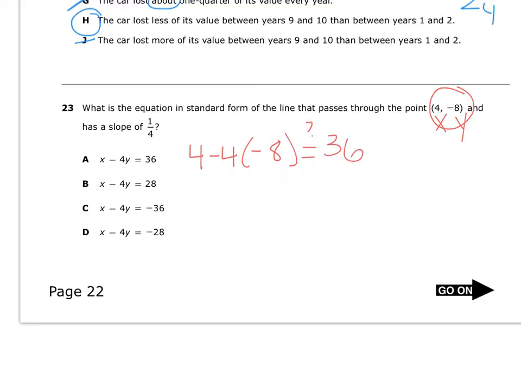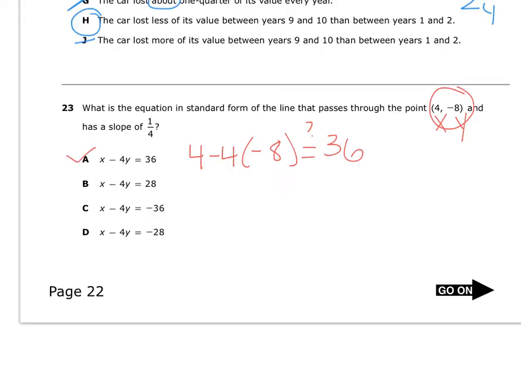So you can't do a graph like we've done before because it's not in y equals form, but you can just go into your graphing calculator and do 4 minus 4 parentheses -8, close your parentheses, and then press enter, and I get 36. That works. So we should be pretty certain that A is our correct answer.